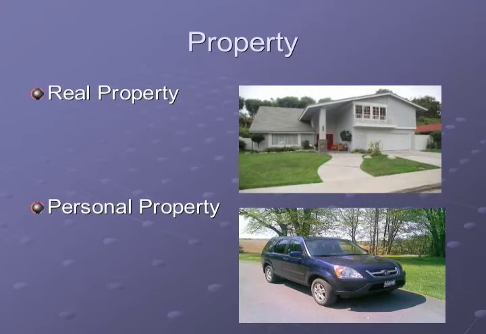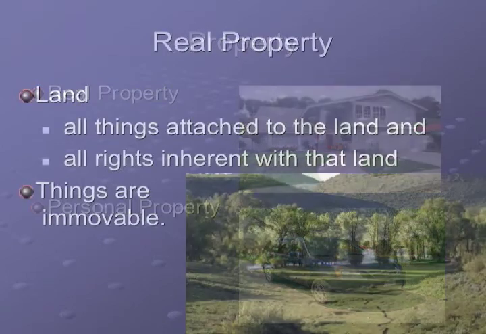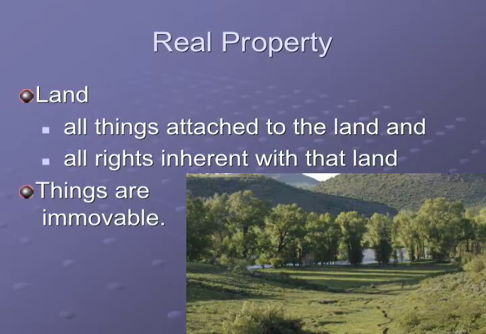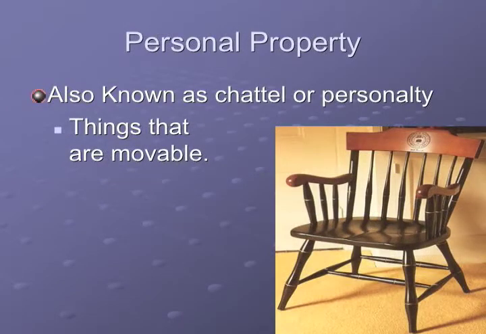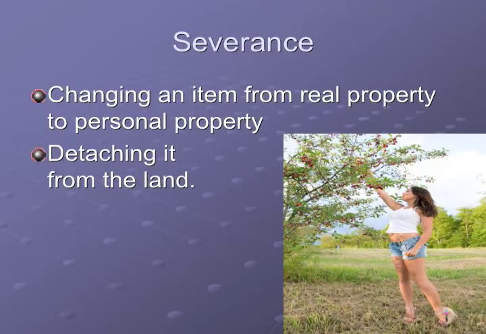Property can be divided into two categories: real property and personal property. Real property is land, all things attached to the land, and all rights inherent with that land. As a general rule, real property are things that are immovable. Personal property are generally things that are movable, such as a chair. Severance is changing an item from real property to personal property by detaching it from the land.